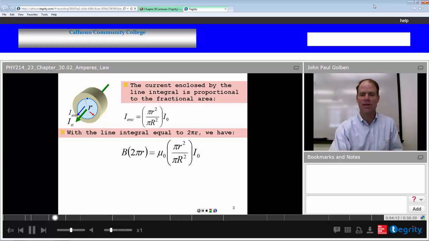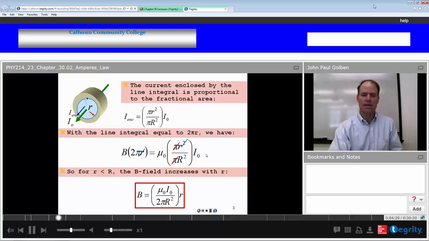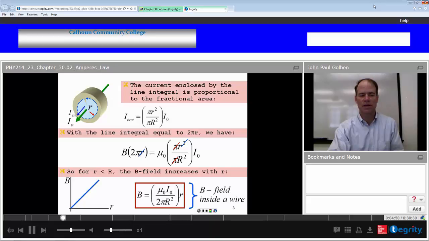So now we have the field times 2 pi r is equal to mu naught pi r squared over pi big R squared, I naught. One of the r's cancel out, and the pi's cancel out, and we have that our magnetic field at a radius r within the wire is equal to mu naught I naught over 2 pi radius of the wire squared times r. r is our variable, everything else is a constant, so the magnetic field is equal to a constant times our variable r. If we were to graph this, it would be a linear function.